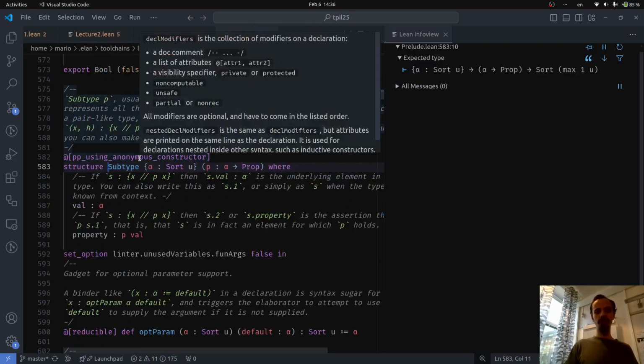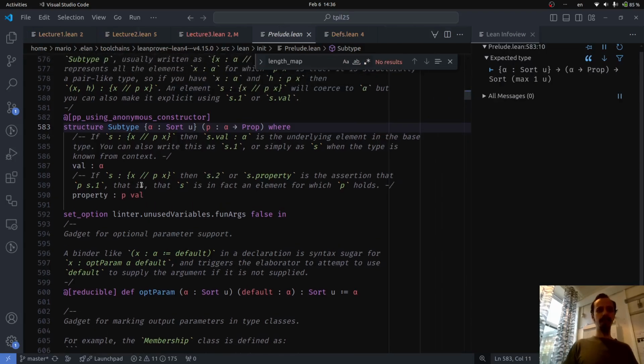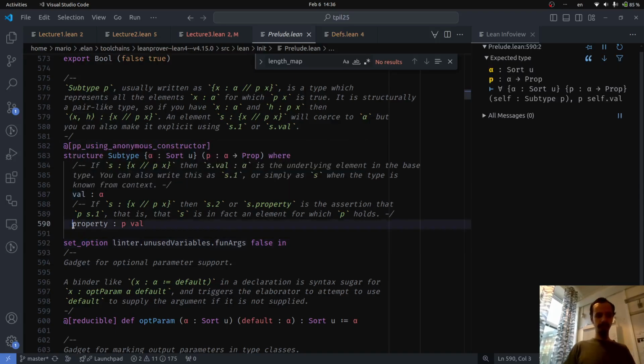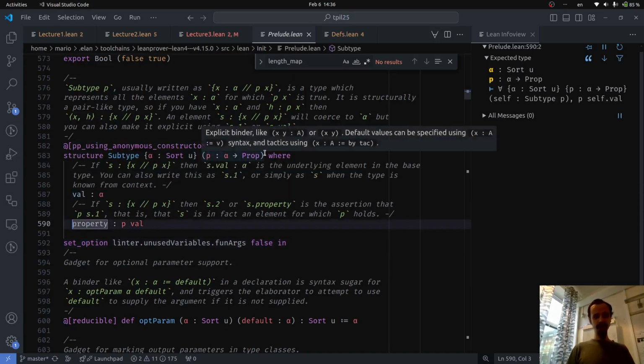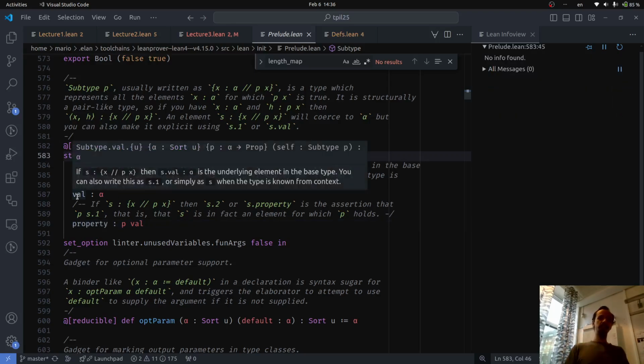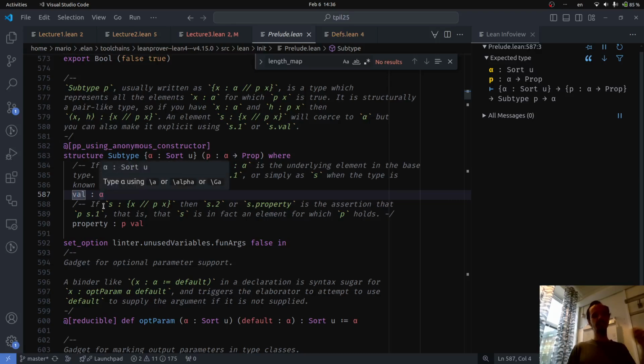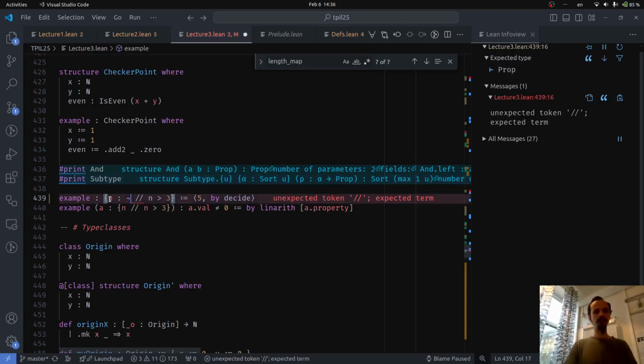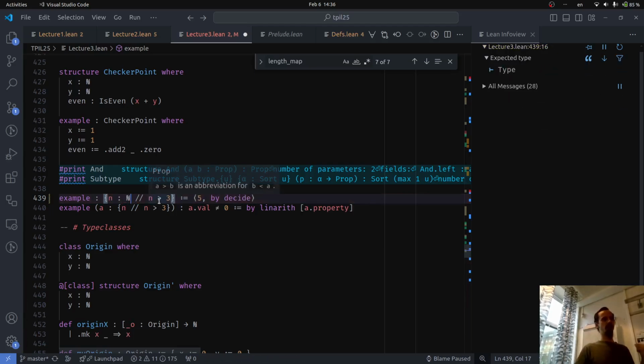So we have not looked at subtype yet, but subtype has a value and a property, and the idea is you give it a predicate, and it's an element of alpha such that the property holds. And we think of it as like a subtype or like a subset of a set. So if we have the set of natural numbers which are greater than 3, right? If I want to construct an element of this set, well, one of them is 5.